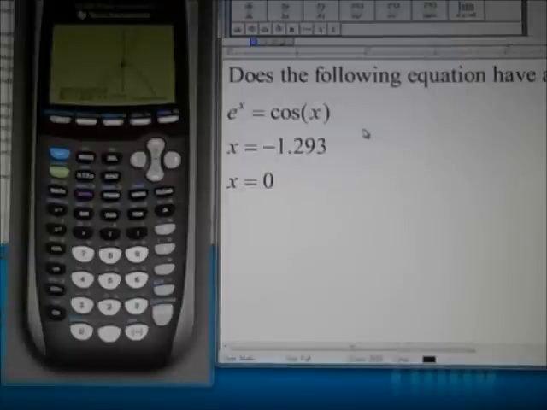So again, how do you know if an equation has solutions? Their graphs will intersect. How do you know what those solutions are? Just find the intersection of the graphs. You can use your calculator to do that.